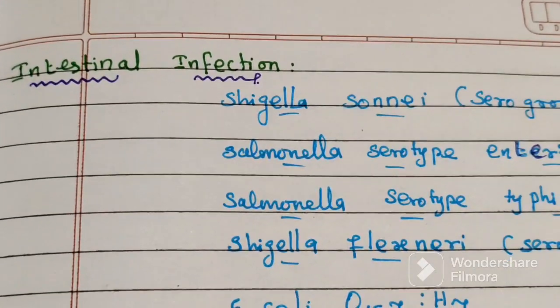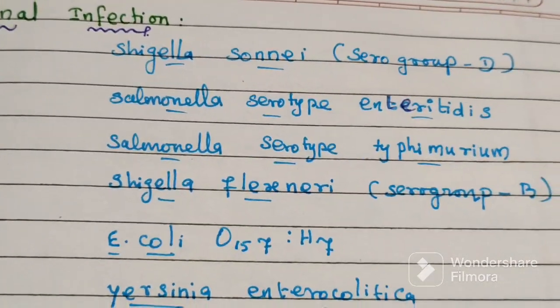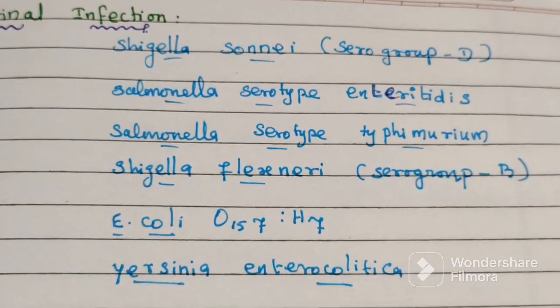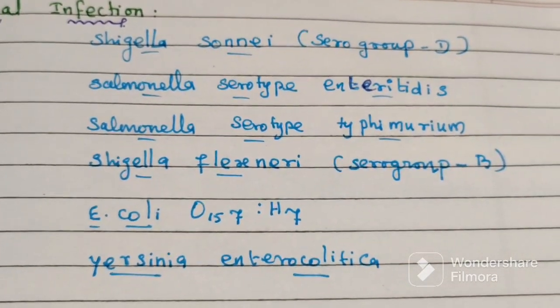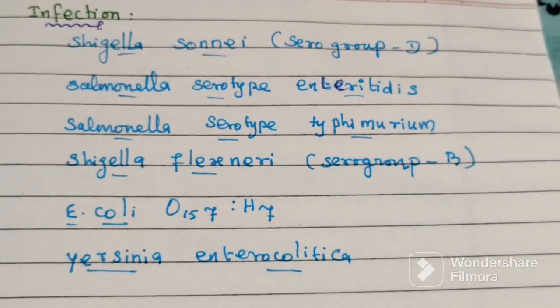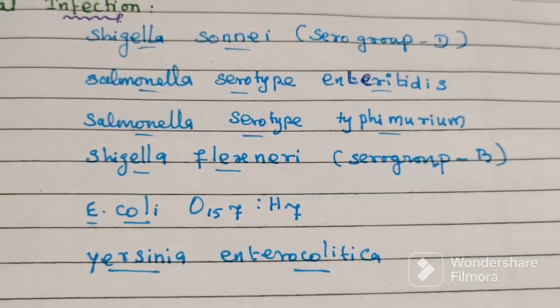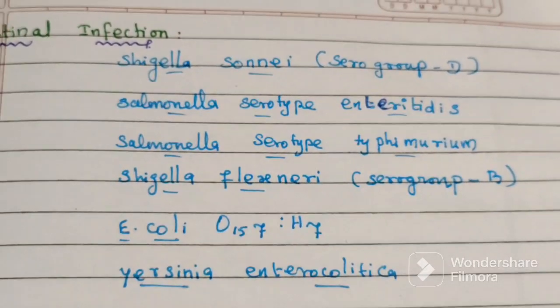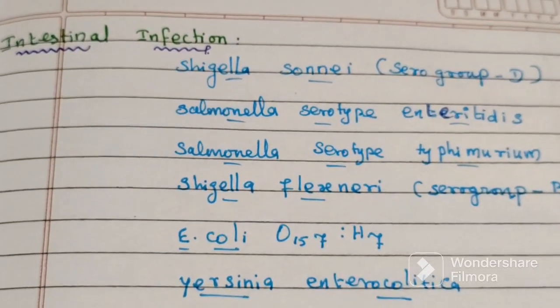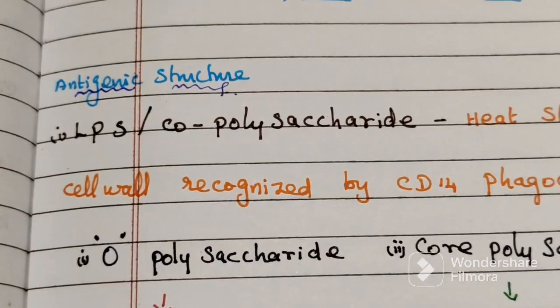Intestinal infection is caused by Shigella, Salmonella, Salmonella serotype Typhimurium, Shigella flexneri serotype B, E. coli O157:H7, and Yersinia. These are the species causing intestinal infection.